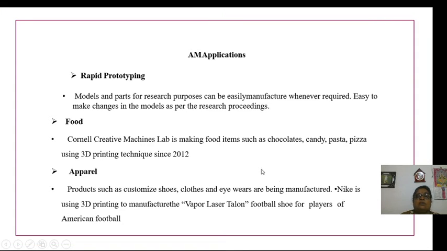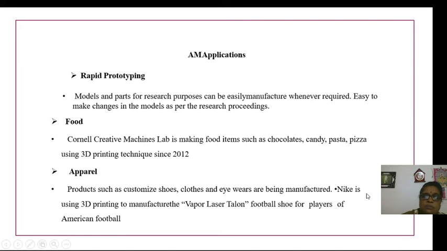Next are AM applications, that is, additive manufacturing applications. First is rapid prototyping. Here the models and parts for research purposes can be easily manufactured whenever required, and it is easy to make changes in the models as the research proceeds. Next is the food industry, where it is being used. In apparel, especially in garment factories, shoes, clothes and eyewear are being manufactured.